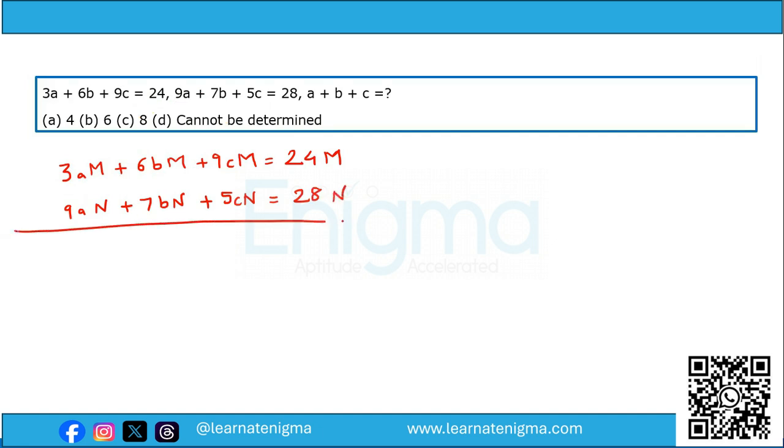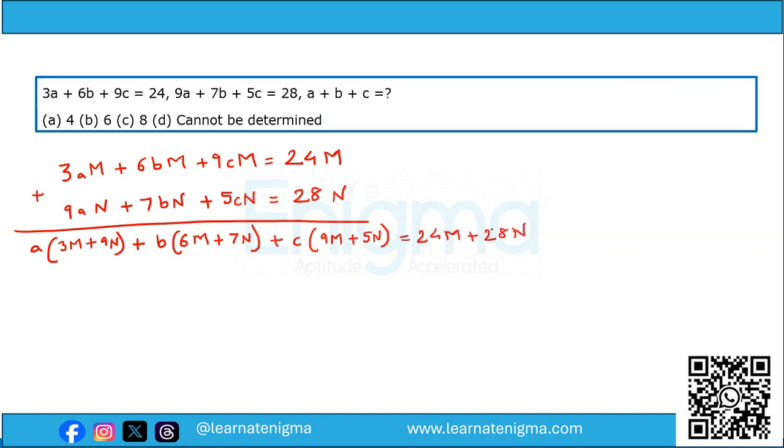Now, if we add both these equations, and if we take a common, b common, and c common, you will have something like this: a into (3m + 9n) plus b common, you will have (6m + 7n) plus c common, (9m + 5n) is equal to 24m + 28n. So this will be your equation.